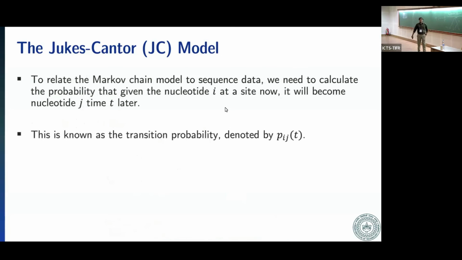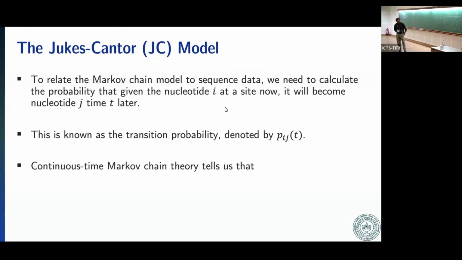How do we convert it to a transition probability matrix? Because ultimately we will need that. We need to calculate the probability that, given nucleotide i at a particular position at a particular time, it will become some other nucleotide after time t, okay? So that is what is being modeled by this transition probability.